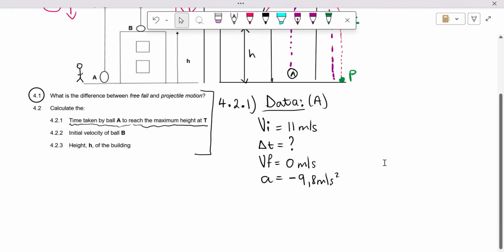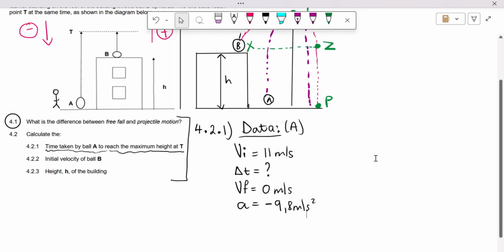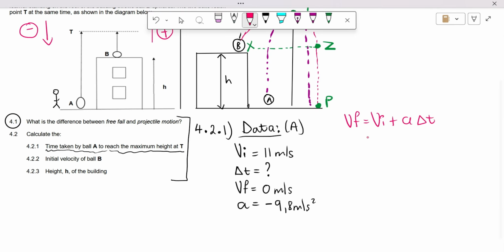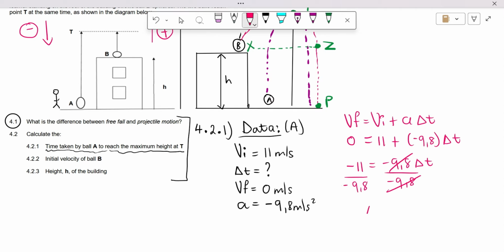Very, very important. So now from the equations of motion, I can use the equation Vf equals Vi plus A delta T. And then from there, the final velocity was 0. The initial was a positive 11, plus my A of negative 9.8 times delta T. And I know that I can have negative 11 equals negative 9.8 times delta T. And if I divide both sides by 9.8, I get my value of delta T.